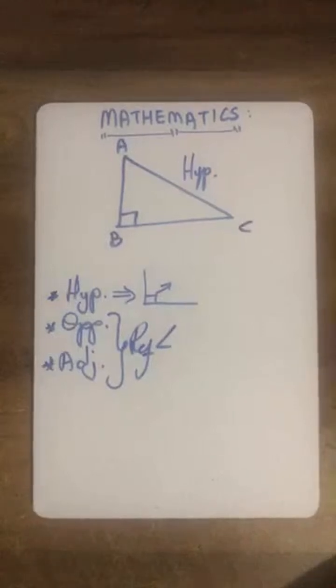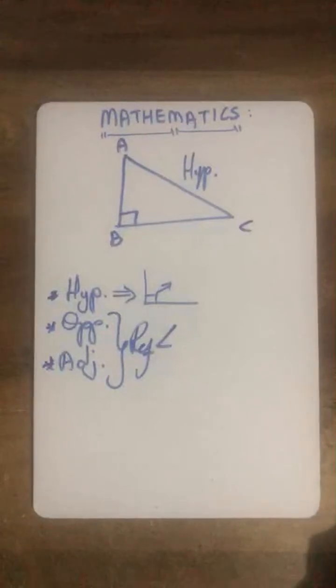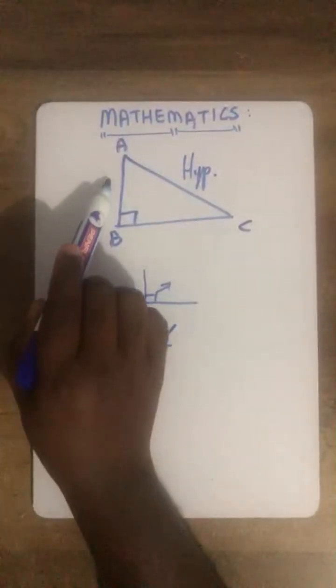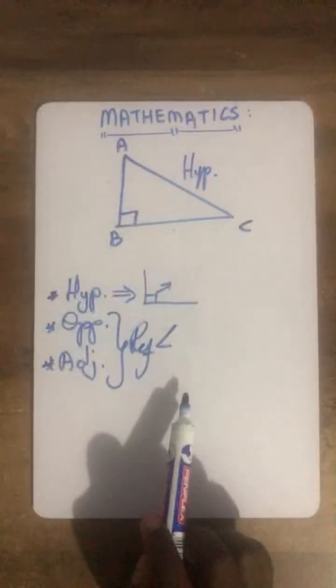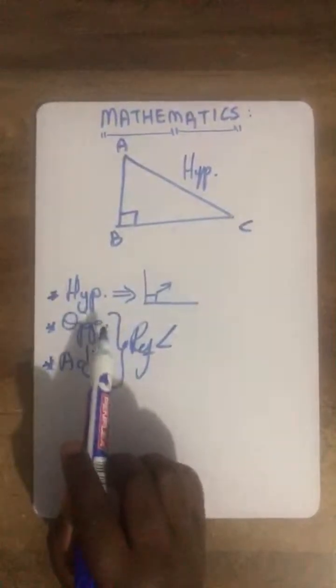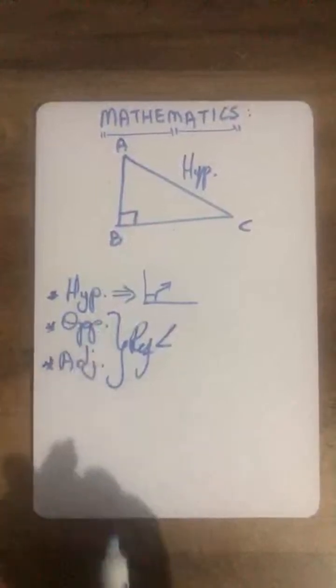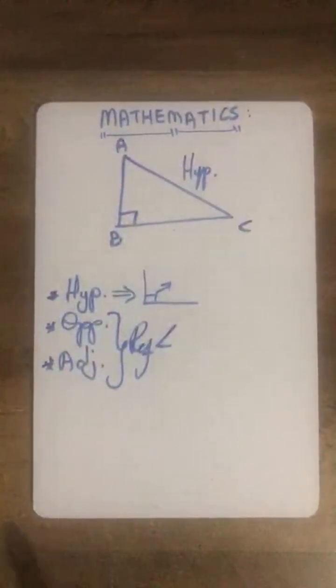I'll give you guys an example just so that you have a better understanding of how important a reference angle is. Which side between AB or BC do you guys think is opposite, and which side is adjacent? In the comment section.